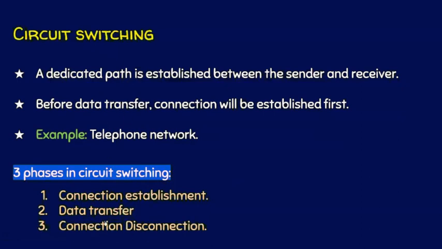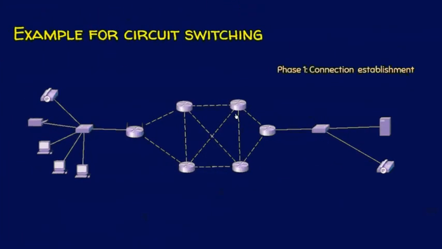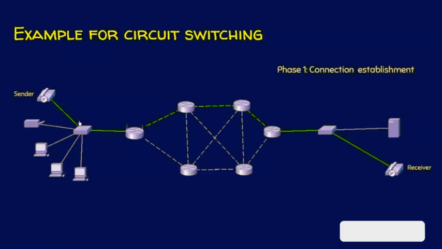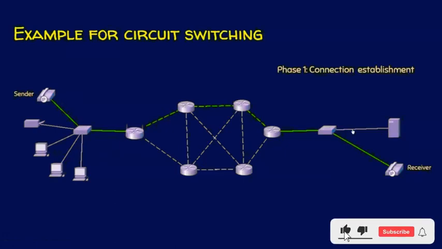So if you observe here, before data transfer, the connection is established. We will see an example, and it will be very helpful for you to understand this in a better way. In this example, let's say there is a big network. Phase number 1 is dealing with connection establishment. Suppose he is the sender and he is the receiver, so phase number 1 is establishing the connection. This green line represents the connection that is established between the sender and the receiver.